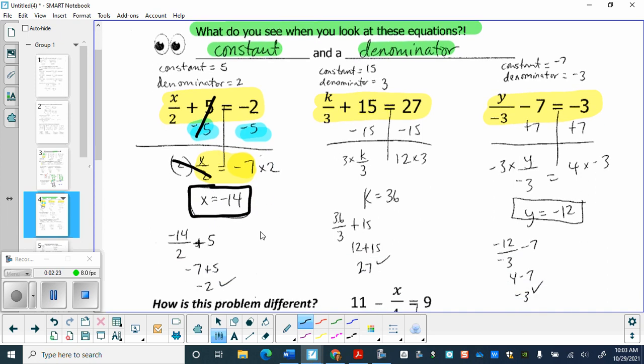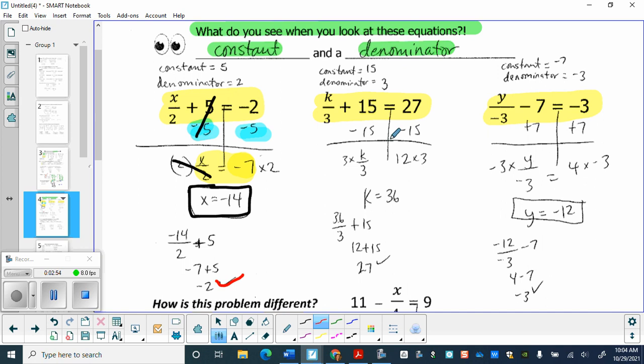When we check, we're saying that if I plug in negative 14 for x, divide that by 2 and then add 5, I should be at negative 2. Negative 14 divided by 2 is negative 7. When I add 5 to that, I am at negative 2. So I know I did everything right. Our steps are still getting rid of the constant first, but then because we have a denominator, we multiply on both sides.